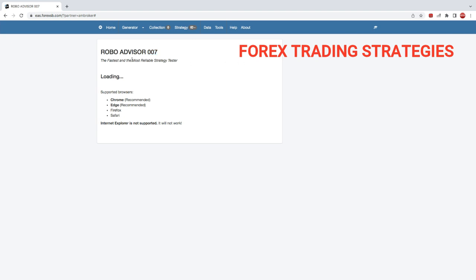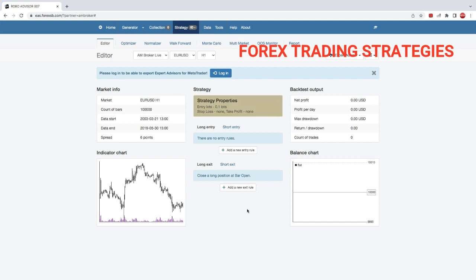So once you come to this website, Robo Advisor 007, we don't really care about the other tabs. What we're interested in is this tab that says strategy. That's where we want to go. So we click and we go in there. You're going to be confronted with this, the tool that we use for fast backtesting our strategies. Here you'll see the backtest output as soon as you start editing your conditions, and here you see the balance chart.